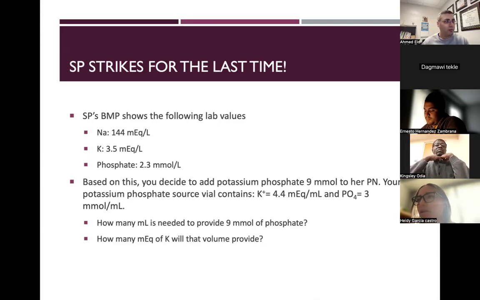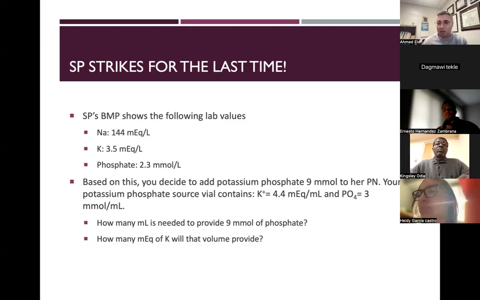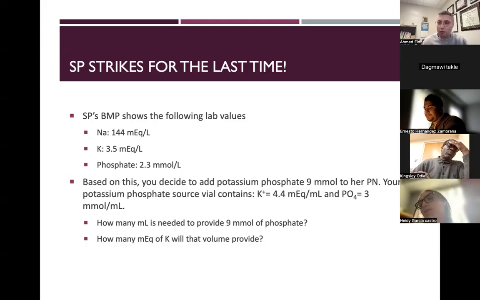So if you recall from the last lecture, anions and cations don't live by themselves, right? They're bonded to each other. So if I want to replace the phos because it's low here, I'm going to have to give the phos with something else. And it's typically available as sodium phosphate and potassium phosphate. In that case, it would make sense that I would use potassium phosphate, right? Because I'm replacing two things with just one vial. So based on that, the question continues. You decide to add potassium phosphate 9 millimoles to her parenteral nutrition.